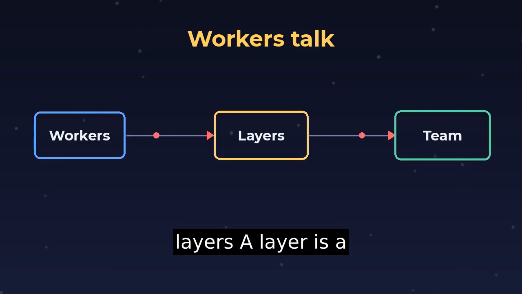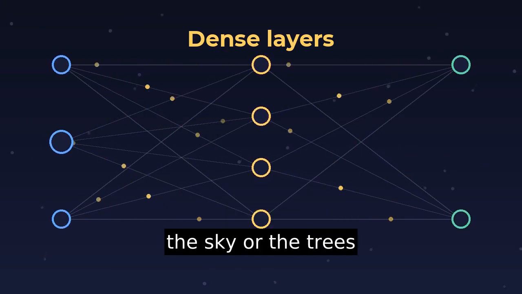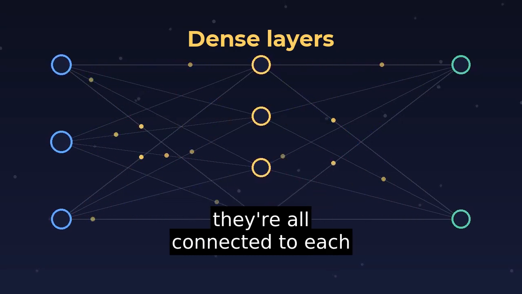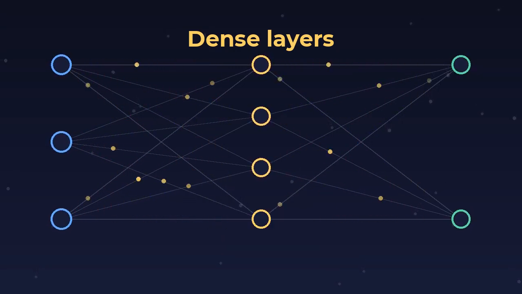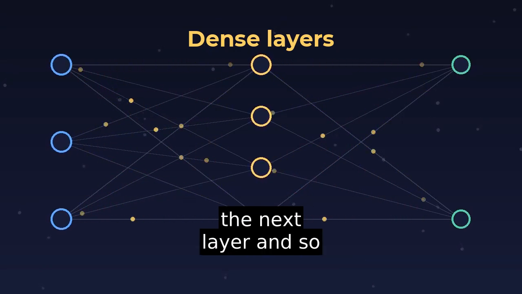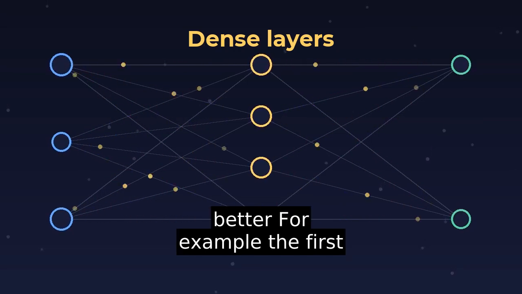So, what are these layers? A layer is a group of workers that look at the same thing, like the sky or the trees. They're called dense layers because they're all connected to each other, like a big team. The workers in one layer talk to the workers in the next layer, and so on. This helps the computer understand the picture better and better.